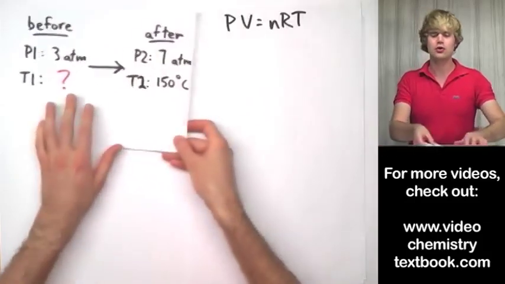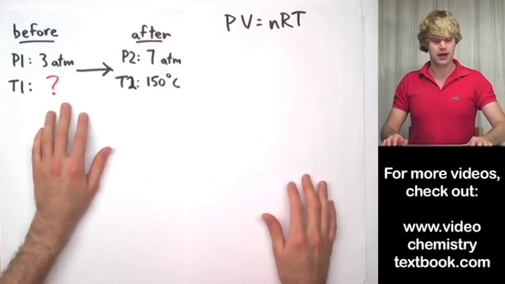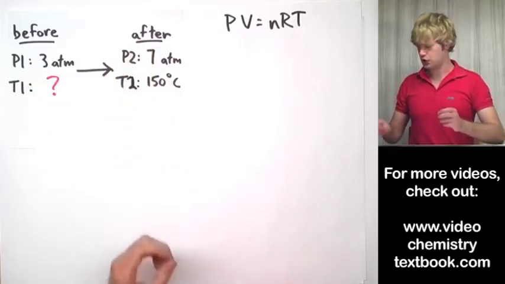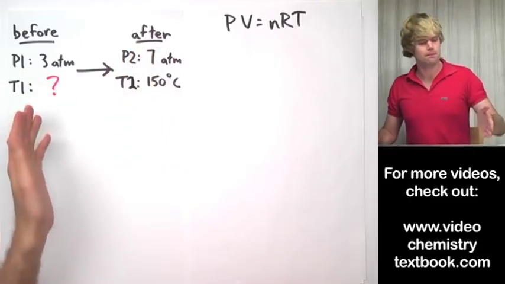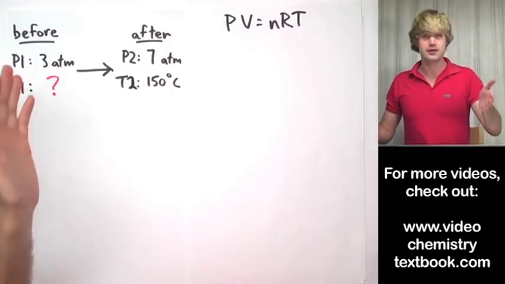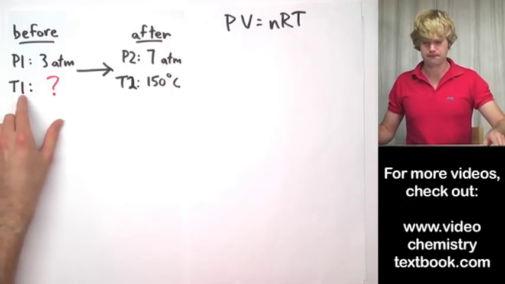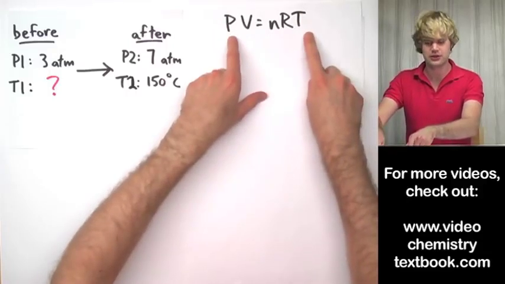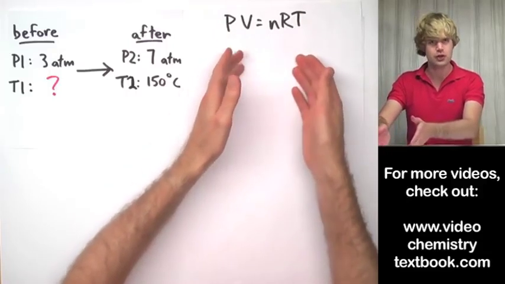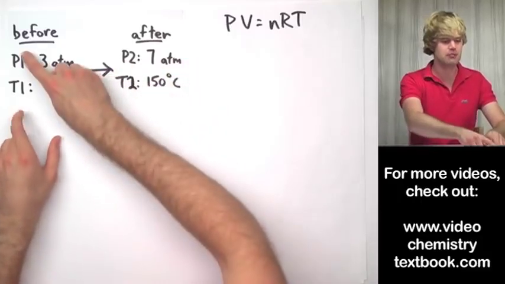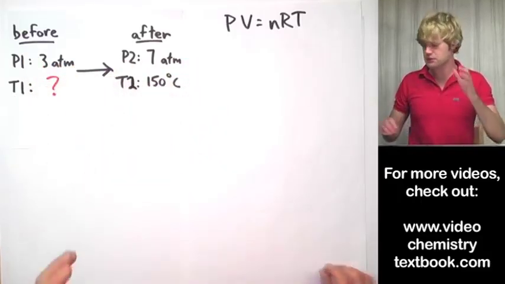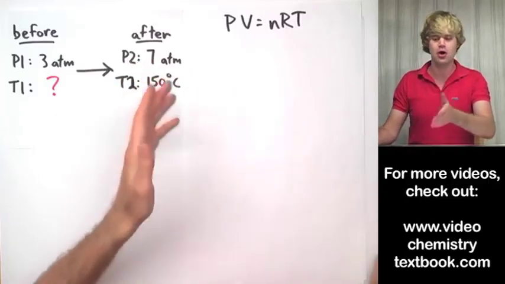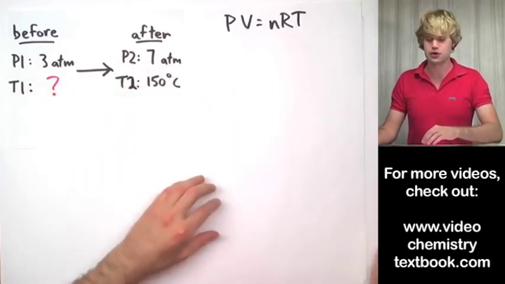So let's say that you're given a problem like this, okay? We have a before and after, we have pressure and temperature are both changing. So we look at the variables we're dealing with, as I just said, pressure and temperature. And what I want to do is take PV equals nRT, the ideal gas law, and rearrange it so that the variables I'm interested in, pressure and temperature, are by themselves on one side of the equation. Doesn't matter which side it is. Okay, so pressure and temperature.